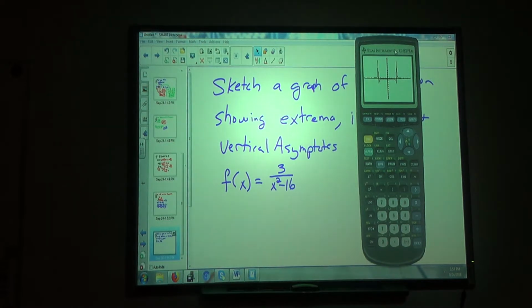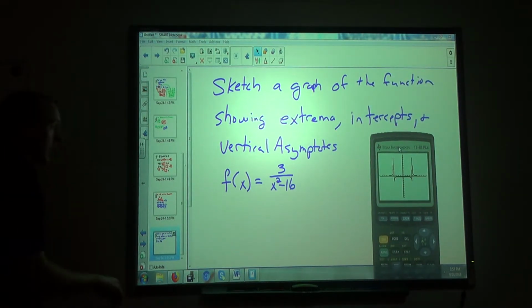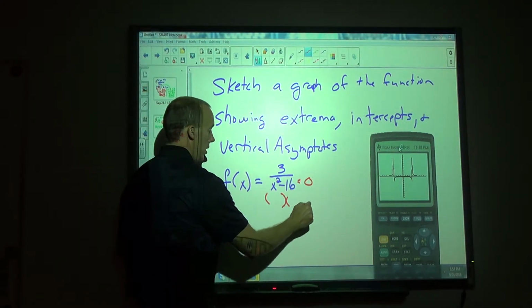Okay, are there any maxes or mins here? Yes. Right here, do you see that there might be a max? So you'd sketch this graph out. We can find my asymptotes too, right? How do you find the asymptotes? That's when the bottom equals 0.